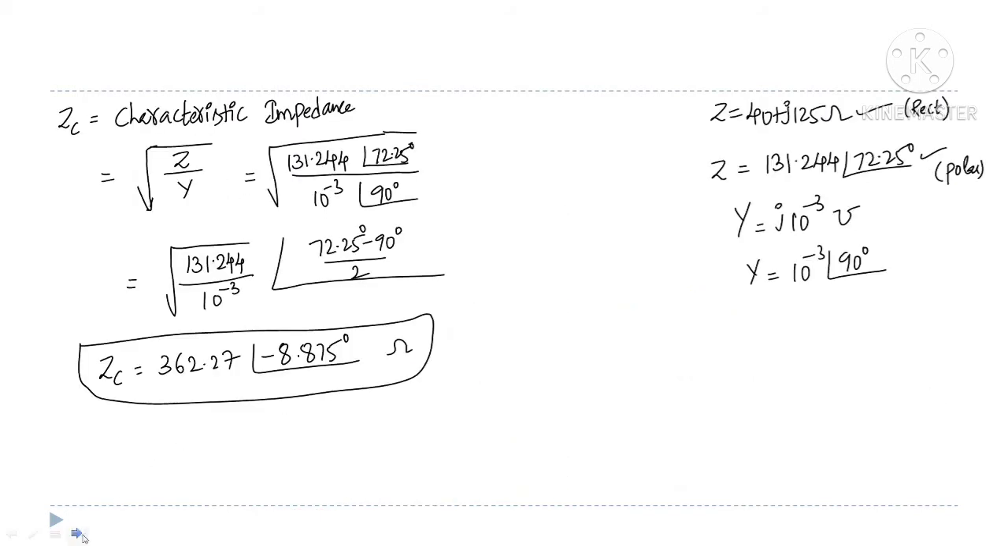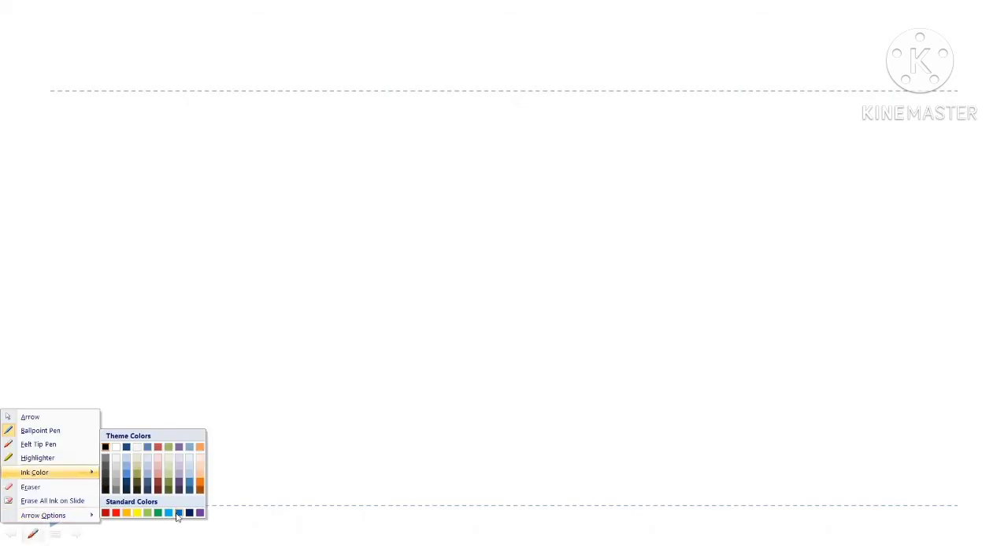Now we can use various methods in order to find cosh γL and sinh γL. Let us find those methods. The first method is exact method 1. According to exact method 1, γL is a complex value which can be written as αL plus jβL. Now, how can you find γL?